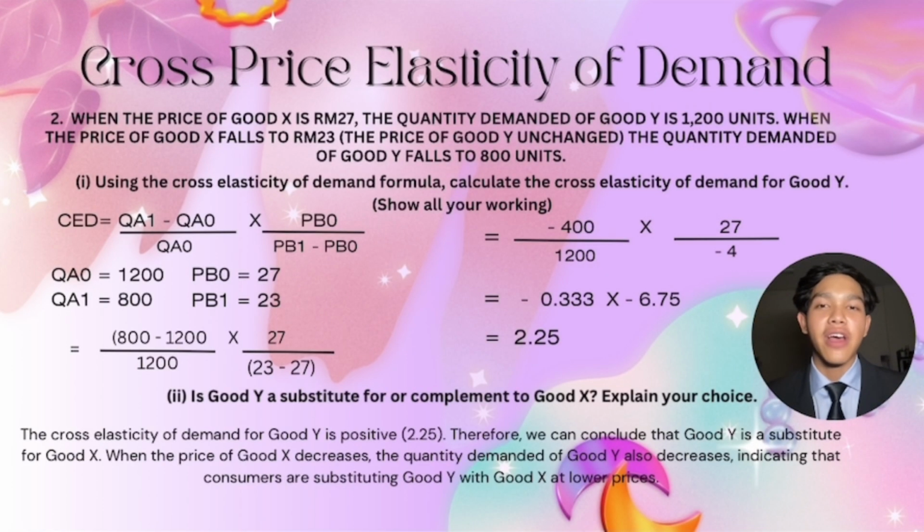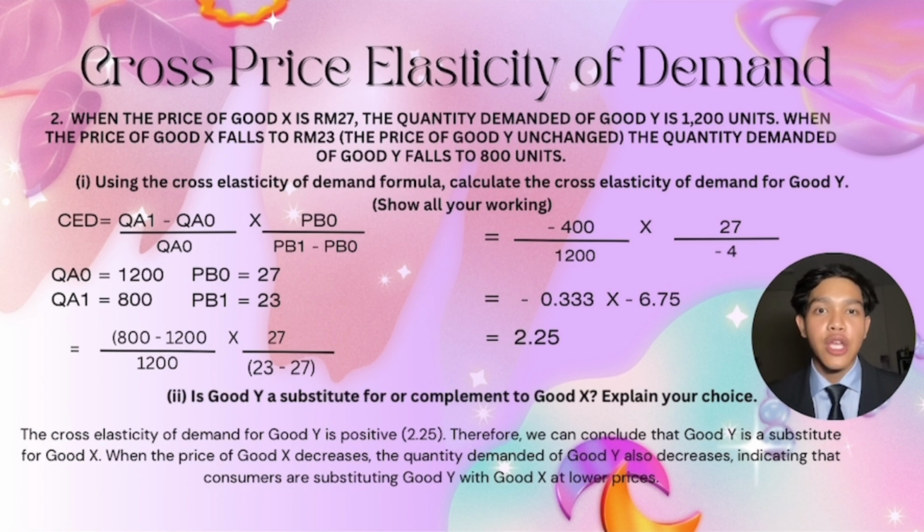Hi, my name is Farhan Hakim bin M. Jafri. My ID number is MDB2211006. Number 2 question. When the price of good X is Rm27, the quantity demanded of good Y is 1,200 units. When the price of good X falls to Rm23, the quantity demanded of good Y falls to 800 units.